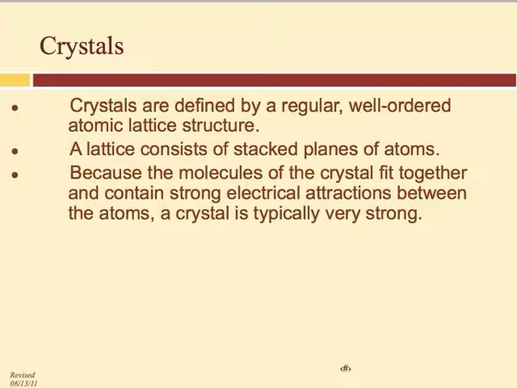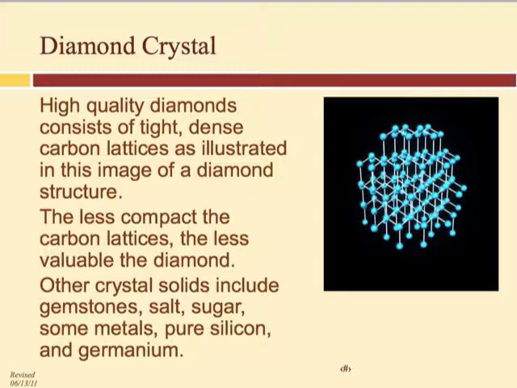Okay, crystals are defined by a regular, well-ordered lattice. The lattice consists of stacked planes of atoms. Because the molecules of a crystal fit together, like in sodium chloride, and contain strong electrical attractions between the atoms, the crystal is pretty strong. It's hard to break them. So here's diamond. Here's a diamond structure. If these are all carbon, then we would call it a diamond that you wear on your finger. Okay. If it's all silicon, then it's silicon in a diamond structure.